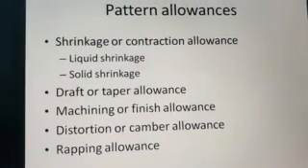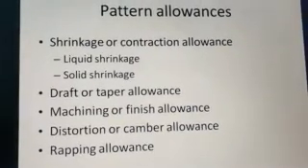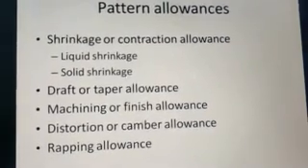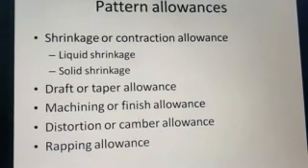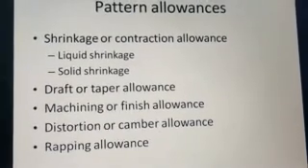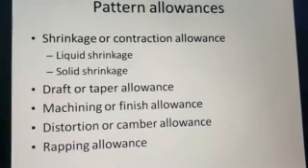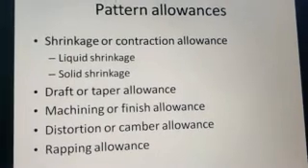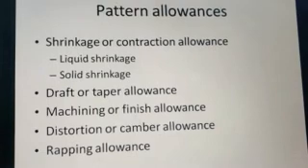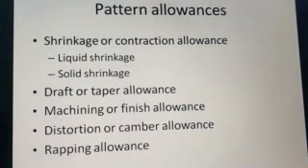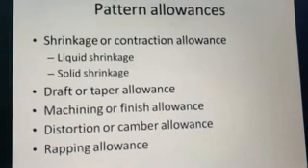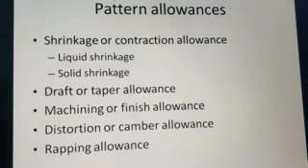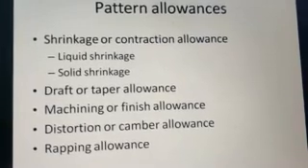Then we have other allowances like draft or taper allowance, machining or finish allowance, distortion or camber allowance, and finally the wrapping allowance. So the first four allowances are positive allowances, and the last one is a negative allowance, because wrapping is the process where we shake off our pattern out of the mold. When we shake off the pattern, we extend the cavity a little bit, and that extension needs to be reduced, and that reduction is given by our machining allowance or the so-called finish allowance.